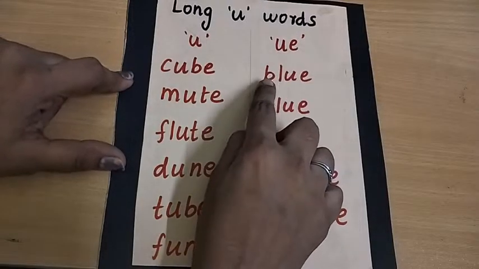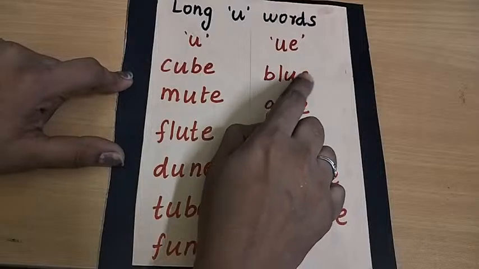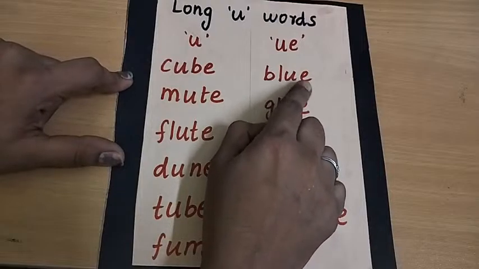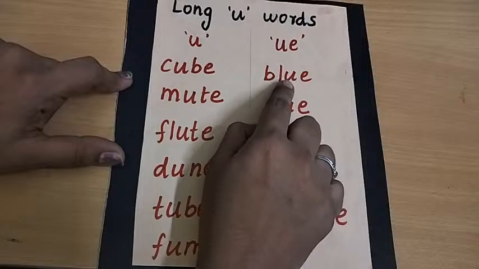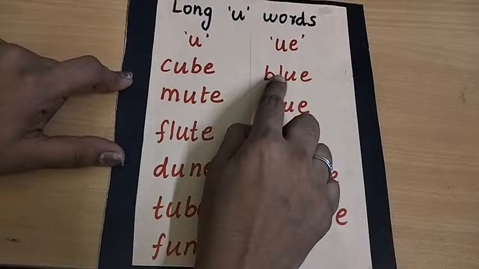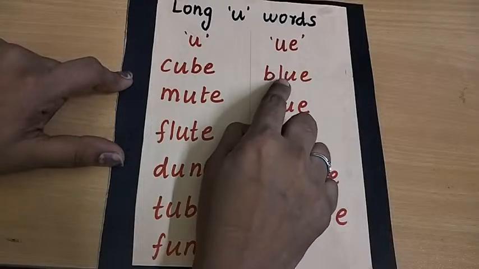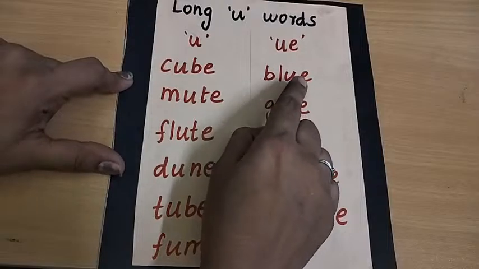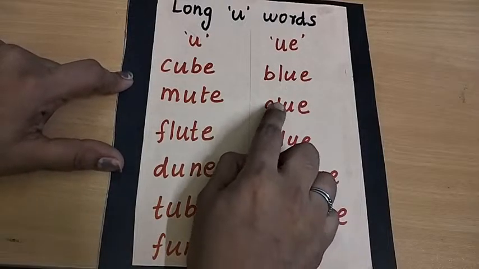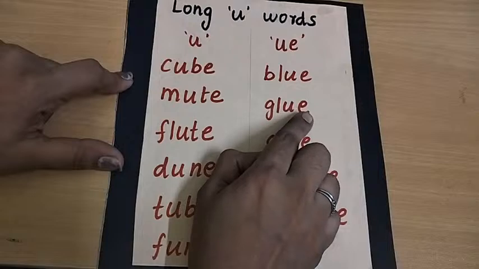The next, in the case of U E. Okay, so B L U E. You have both the vowels together, so the first vowel takes its longer sound. Okay, B L U. Blue. Next one, G L U E.